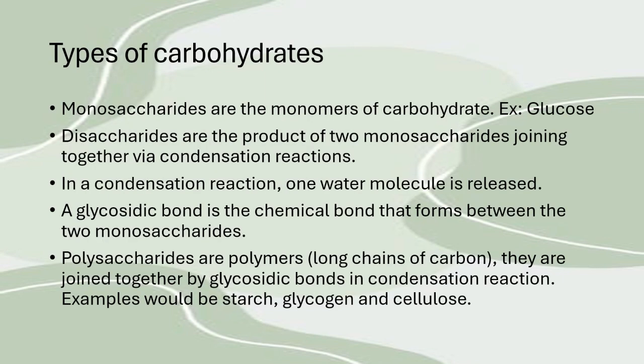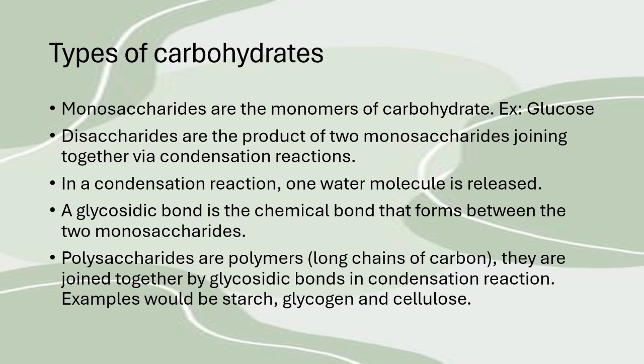So what are the types of carbohydrates? We just looked at them. Monosaccharides are the monomers of carbohydrates. So a good example is glucose. The word monosaccharides in itself contains the word mono, which means one. So that is your clue there. Disaccharides, once again, the word di means two.